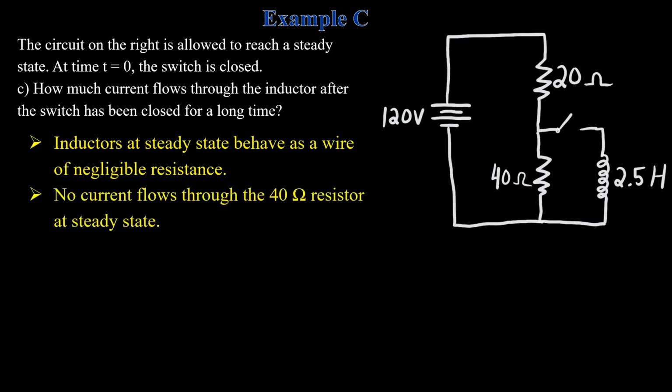So no current's going to go to the 40 ohm resistor. So the answer is going to be basically, well, look at the circuit. You have only 20 total ohms of resistance. So the answer is 120 over 20. So the answer is 6 amps for the current to the inductor.